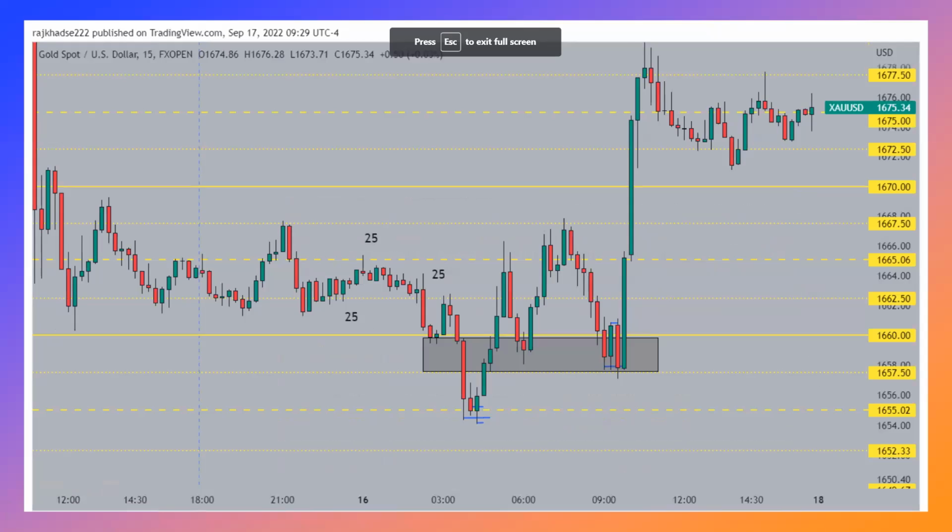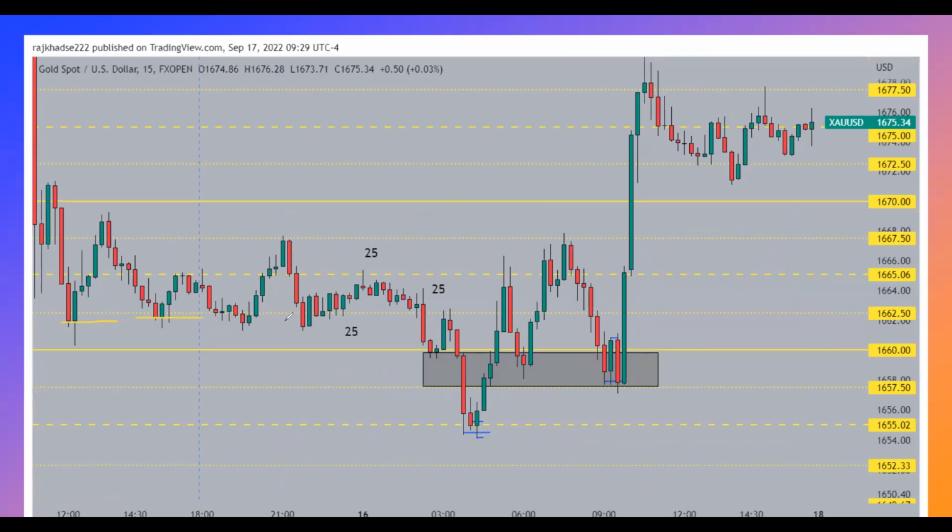What happens on Friday? Why was I looking for the sell and why did I take this buy, right? Our day starts from here. Let me grab my pen. Low has been locked. Low has been locked. One push, two push, three push into the low.